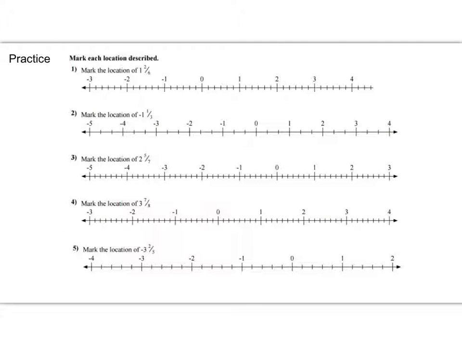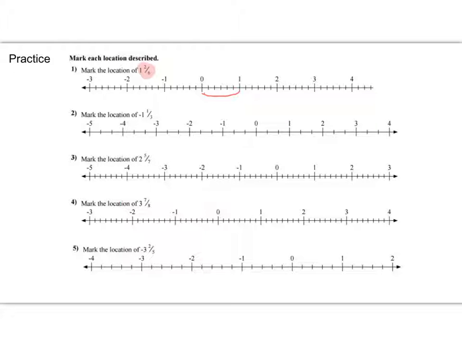All right, I'm going to do number 1 for you, and then let you try 2 through 5 on your own. So the first problem says mark the location of 1 and 2/6. That's a positive number, so I need to go starting at 0. There's my 1. And then, just to confirm, I should count the partitions. So 1, 2, 3, 4, 5, 6. So I am partitioned into 6. So that's a good thing.